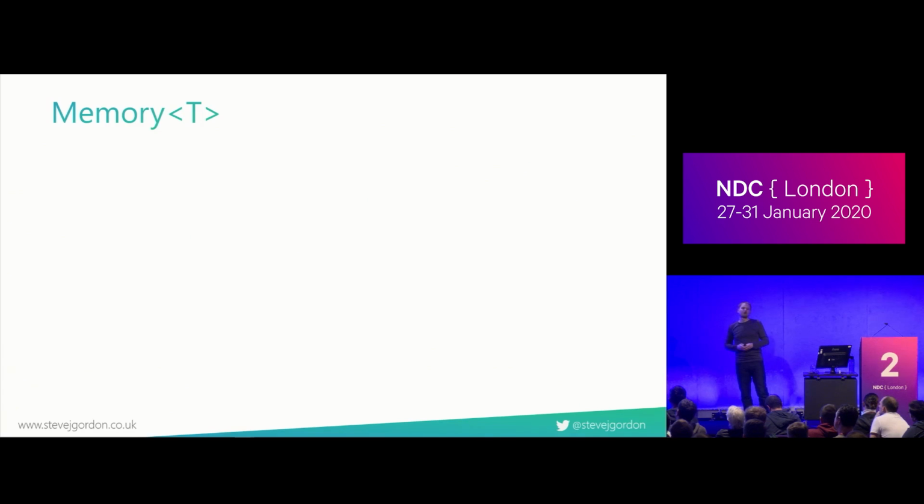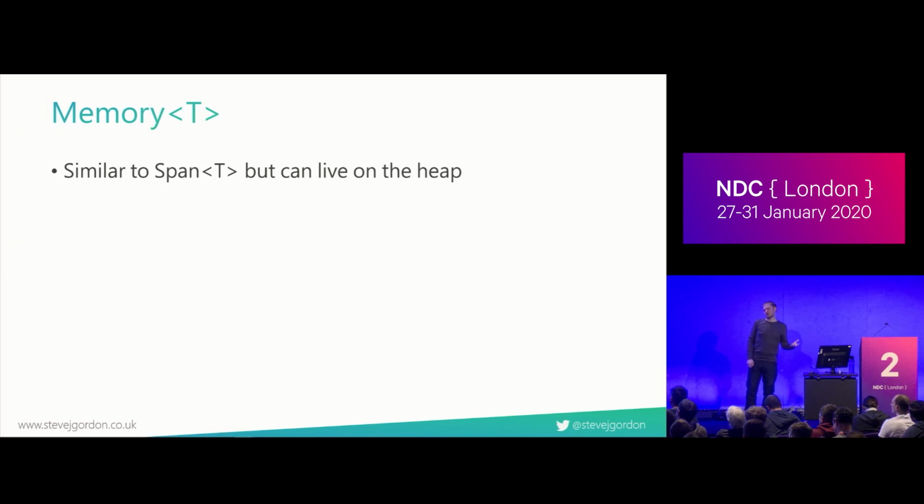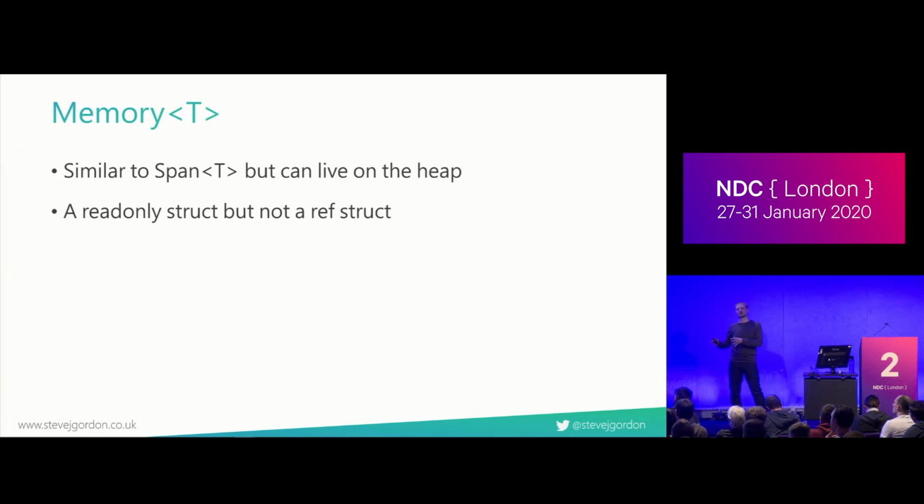Fortunately, Microsoft also introduced Memory<T>, and this is a very similar type to Span<T> with slightly lower performance gains. So it can live on the heap if it needs to, and this is the critical thing. It can't be pointed at stack memory, but it does mean that we've got this guarantee that we can use it in some of the places that we can't use Span. So it's defined as a readonly struct, not a ref struct, and that's the key thing. That ref struct keyword is what guarantees that an item will only ever live on the stack.